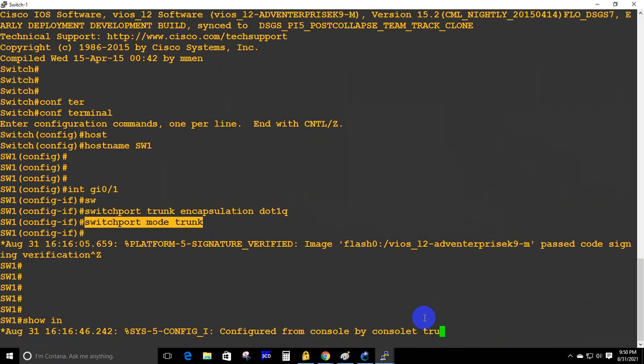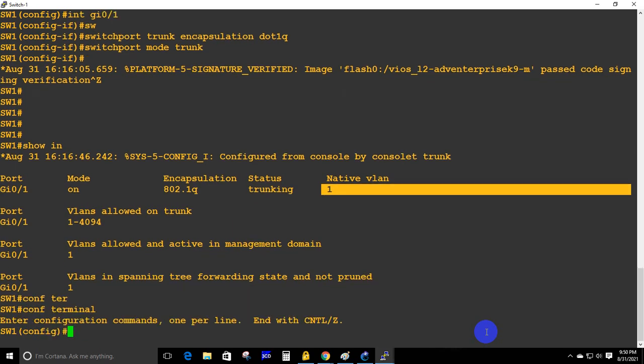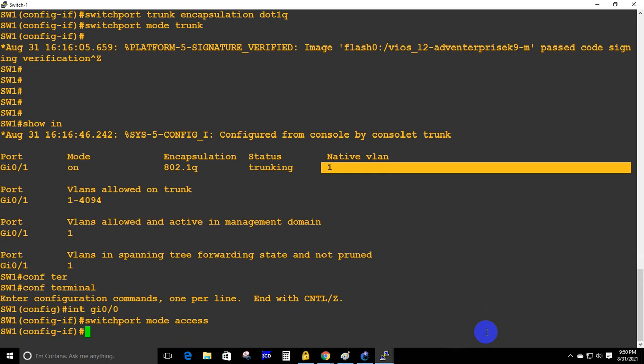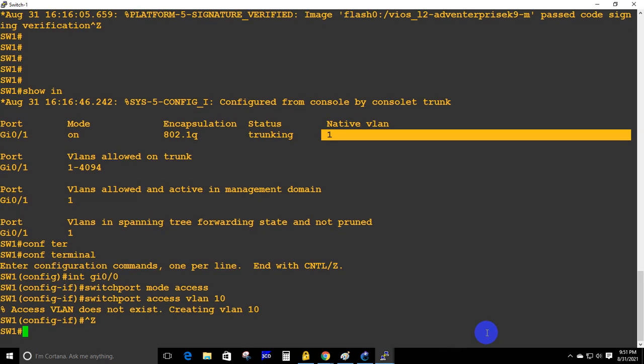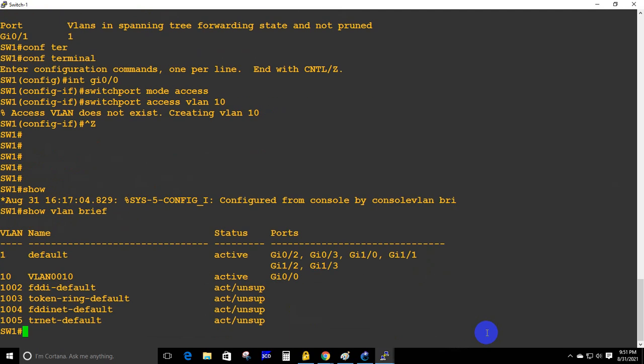Show interface trunk. By default the native VLAN is 1. So let's configure the VLAN. Interface GI 0/0, switchport mode access, switchport access VLAN 10. Show VLAN brief. Clear? Yes, sir.